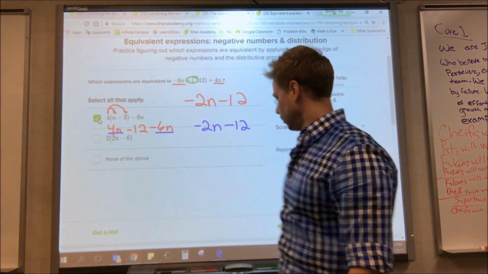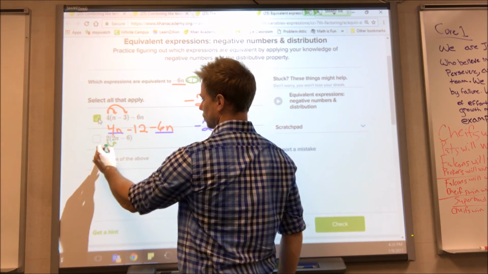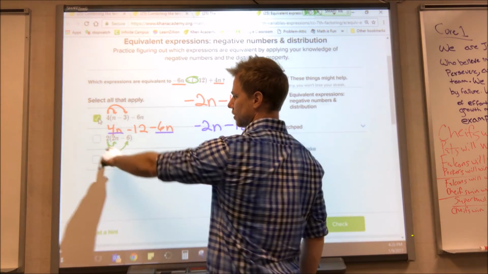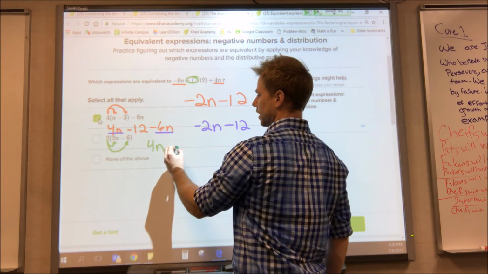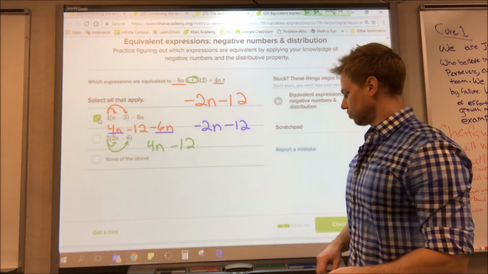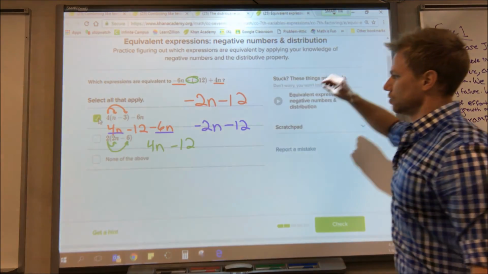And then the second one we need to distribute as well. We're going to do 2 times 2n and 2 times -6. 2 times 2 is 4, so it becomes 4n. 2 times a -6 is -12. So that does not match our other two. So it's just the first one.